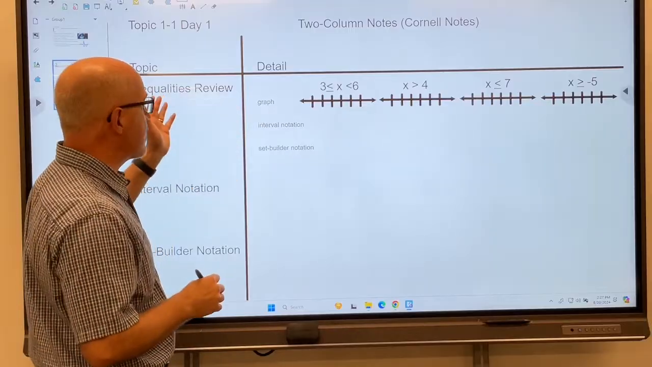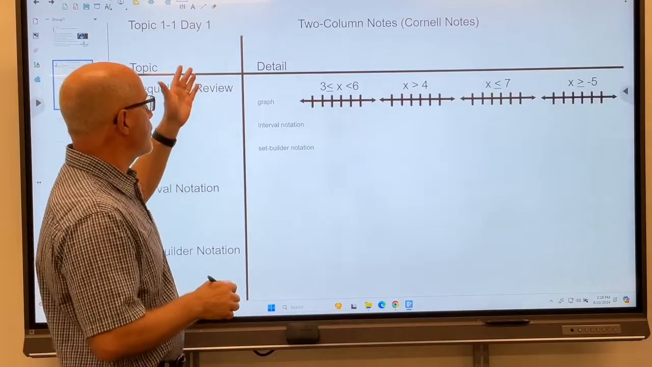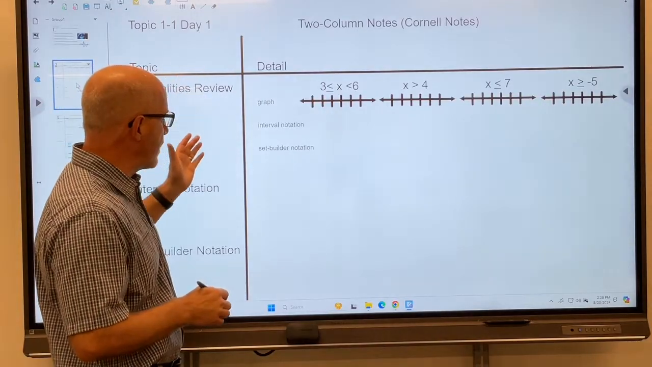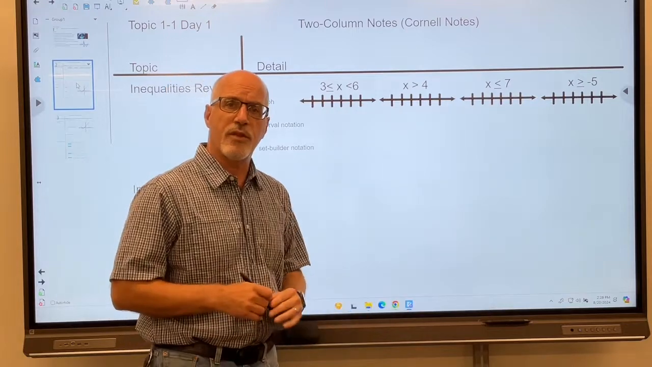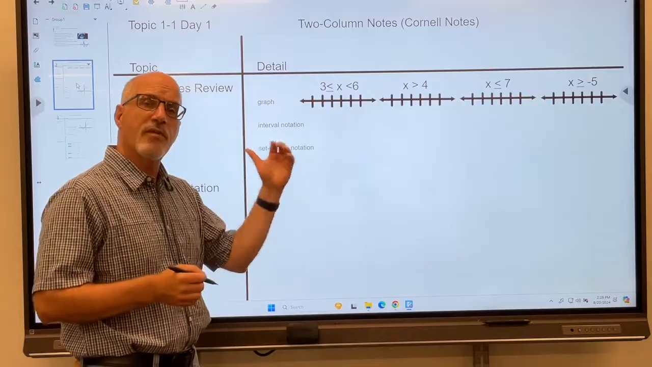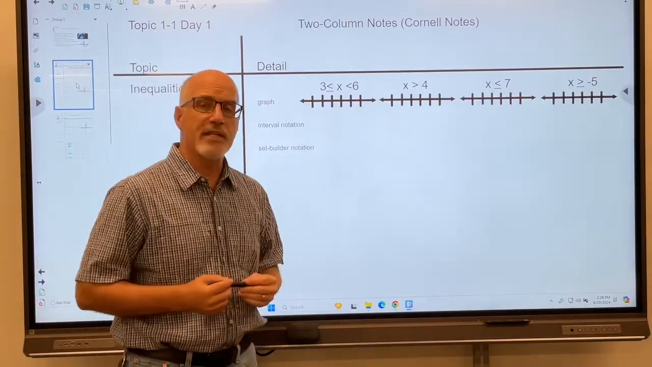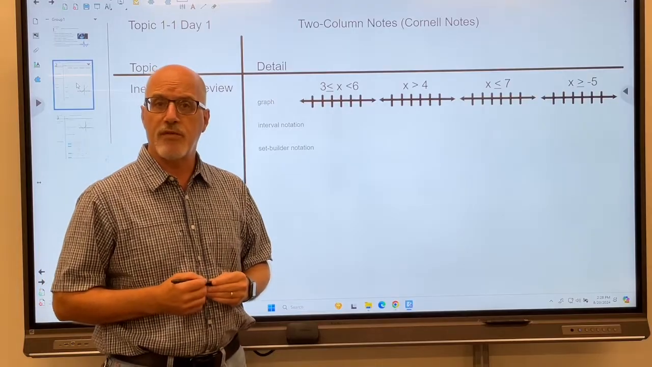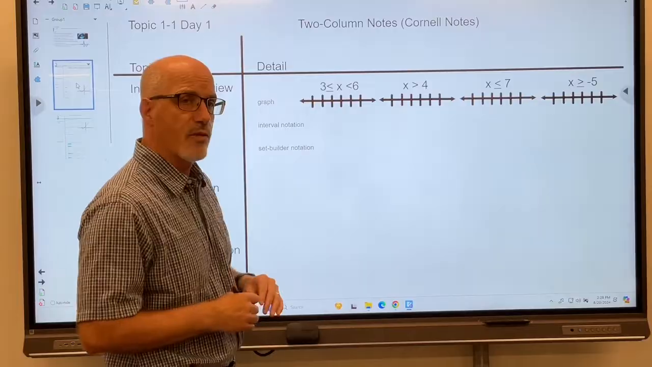This is called Cornell notes, which are a 2-column notes format. So you're always going to look for the topics on the left-hand side and the details to go with it on the right. If you're looking to review, look for the topic you need to review, then find the information on the right. We're going to start by looking at some of the inequalities that you've had before in algebra, reviewing those, and then putting them into a certain format.